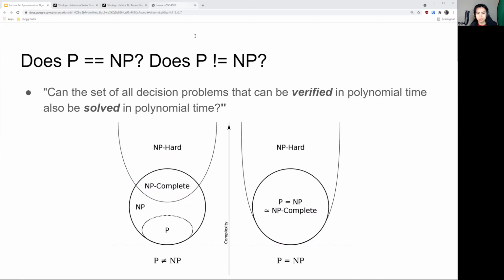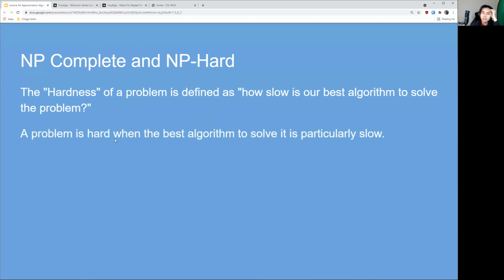Okay, so as we mentioned, there were 2 other complexity classes that we want to make sure we have the definition for. Before we talk about that, the hardness of a problem is defined by how slow our best algorithm to solve the problem is, right? So in other words, if I have a problem whose best algorithm is going to take exponential time, then that's a pretty hard problem to solve, right? A problem is hard when the algorithm to solve it is really slow. In short, NP hard is defined as the problems that are at least as hard as the hardest problems in NP.